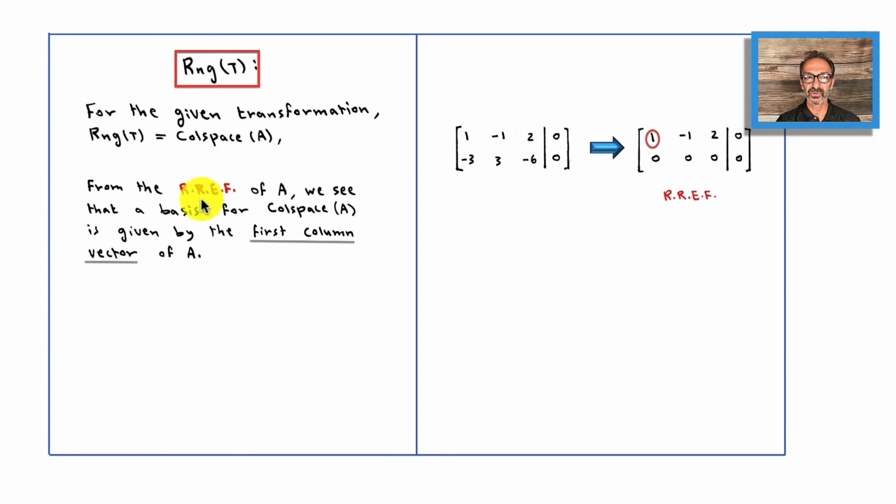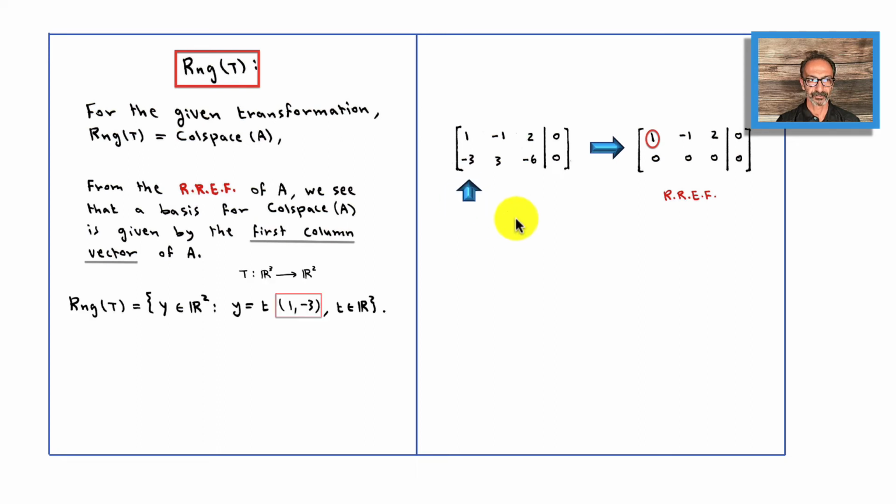For the reduced row echelon form of A, we see that a basis for the column space is given by the first column only. Why? Well, that's the reduced row echelon form, and that's the only pivot element that we have. We don't have a 1 here and 0 here to consider this another column, so it's only the first column, and we take it from the corresponding vector in the matrix A. So that's this one right here.